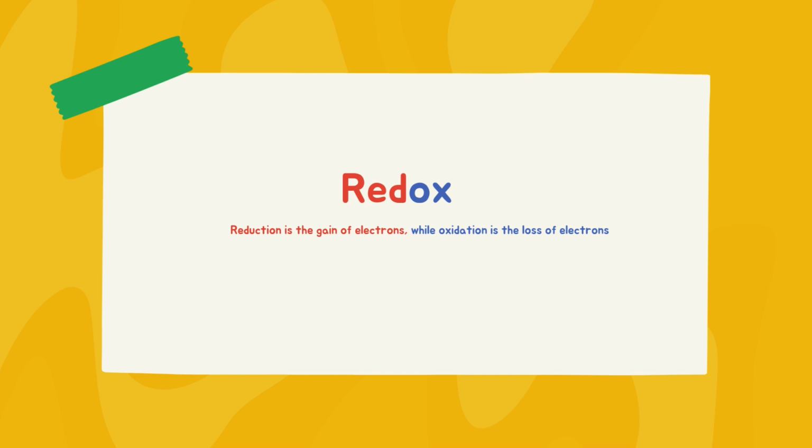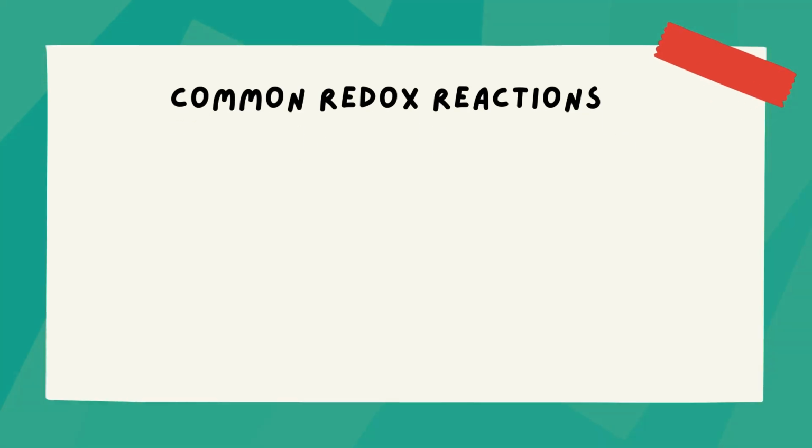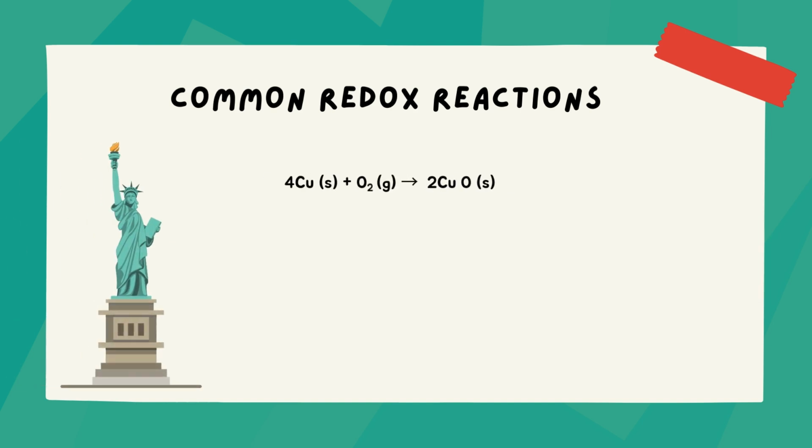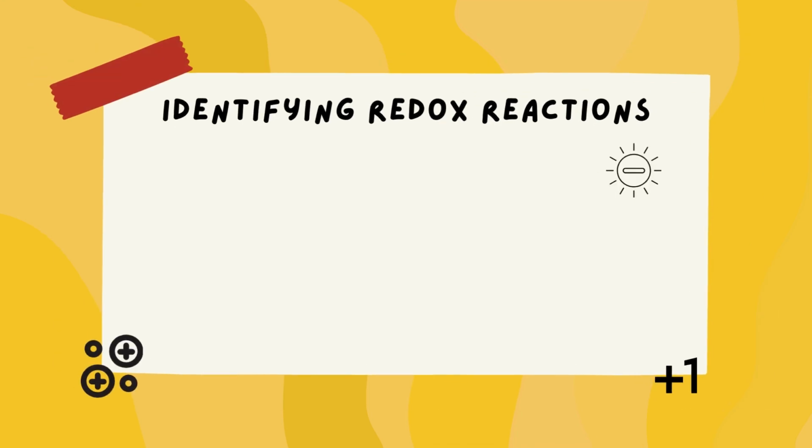Now that we have defined the terms reduction and oxidation, let's consider some examples of redox reactions that you might encounter and learn how to identify them. Some common examples of redox reactions are the combustion of methane gas, the oxidation of copper, and photosynthesis. The steps for determining whether your chemical equation is a redox reaction are as follows. First, we check for ions. Is there formation of ions from free elements? If there is, that is our first hint that a redox reaction is occurring.